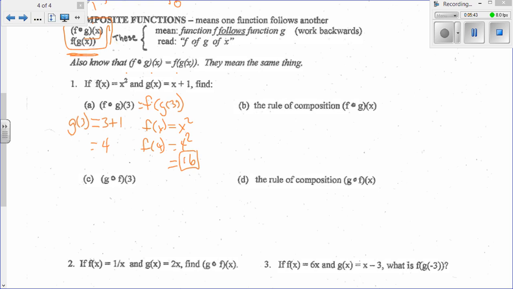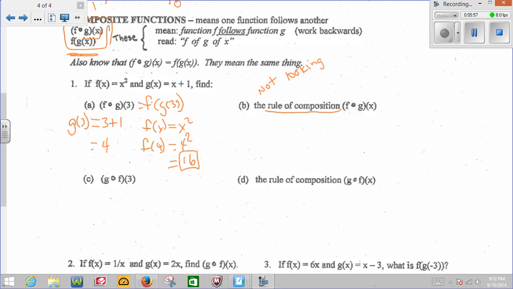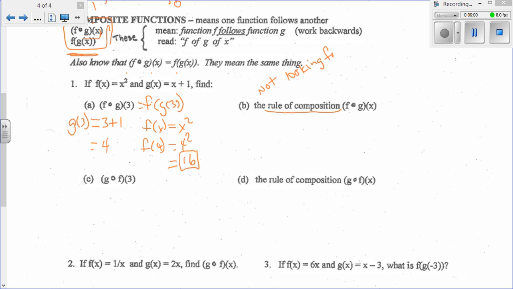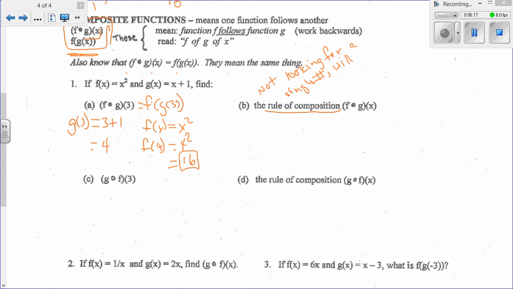For B, it says find the rule of composition. Anytime you see the rule of composition phrase, that means you're not looking for a single number. You will have variables in the answer.